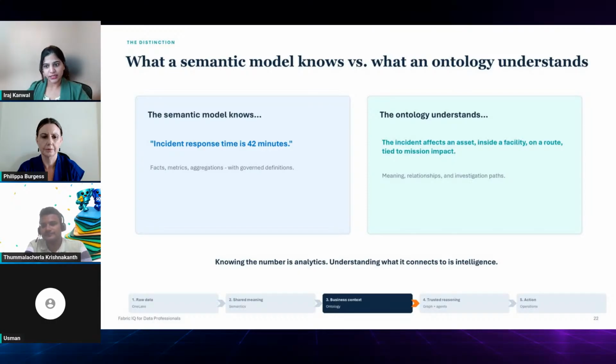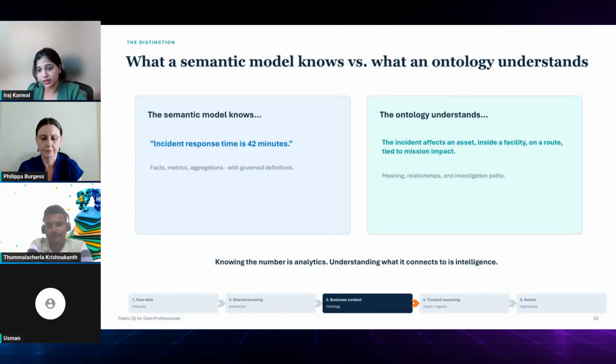So this slide is the clearest distinction in the deck, right? A semantic model can know that incident response time is 42 minutes. That is a metric definition. That's what is calculated, and it gives you the definition of the metric calculation. In analytics, it is like a fact, metric, measure, or aggregation with a governed definition, right? Very valuable, but it's still mostly about just the number.